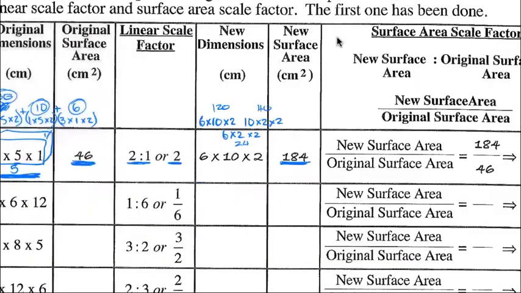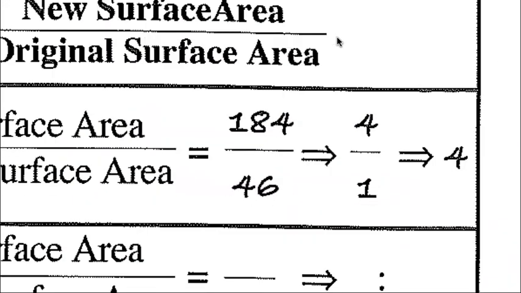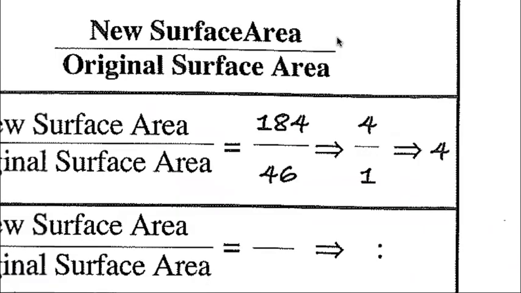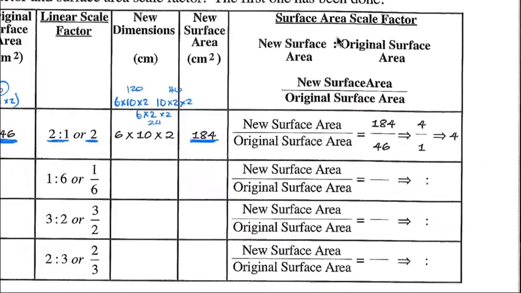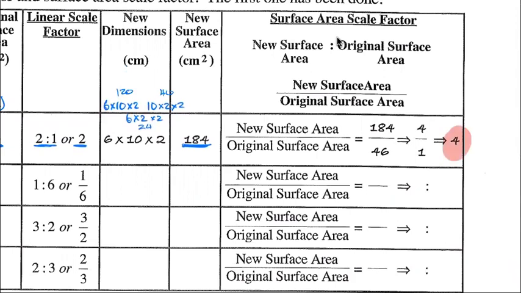184 to 46, 184 over 46. Both of these divide by 46. You could divide by 2 and 2 and 2 to get there. But you get down to 4 over 1 or just 4. And you can see that the scale factor for my surface area is my linear scale factor squared.